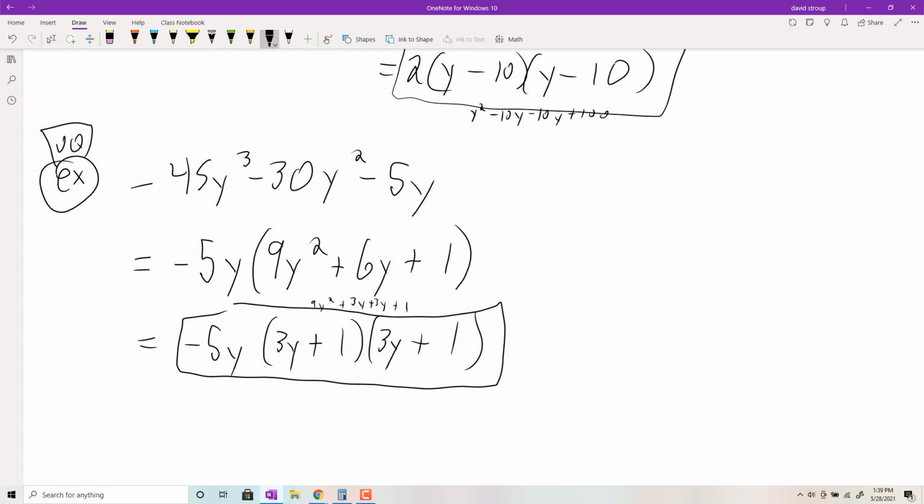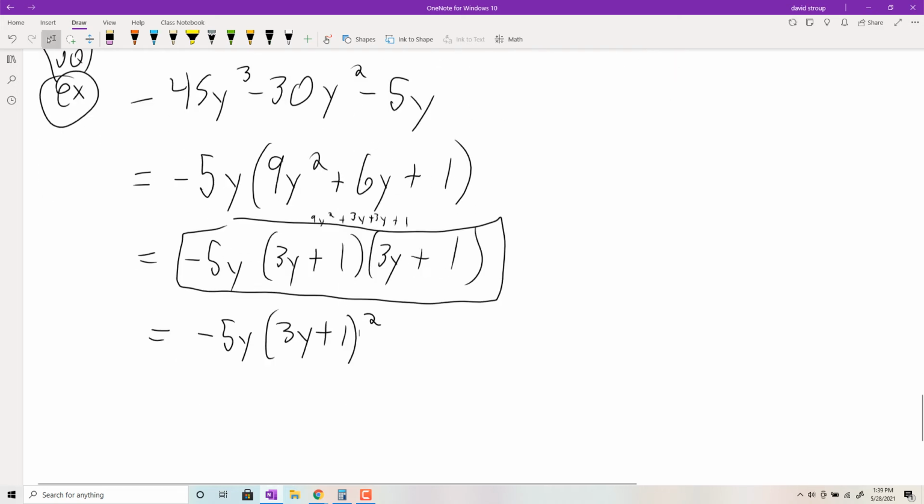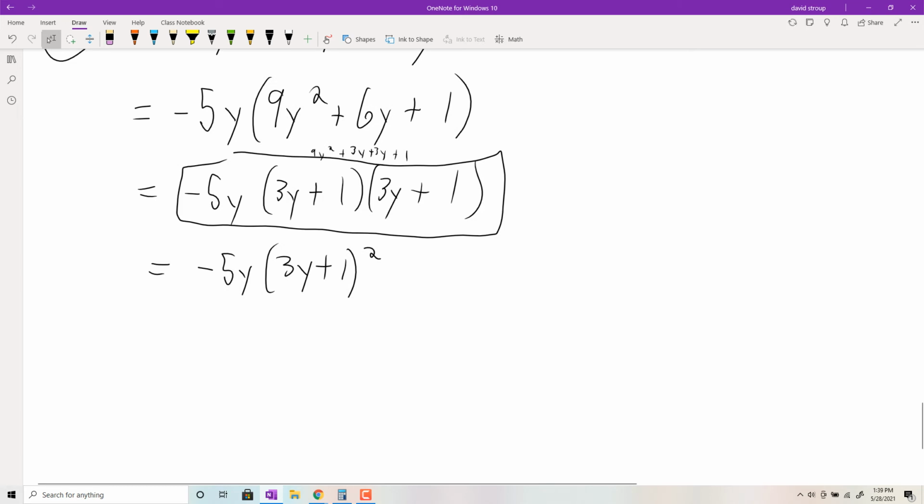You can take some of the pressure off of your answer if you wish. You can always write negative 5y times 3y plus 1 squared. If you want to do that, that's fine. I'm pretty sure that will work in your homework as well. Let's just make sure, right?